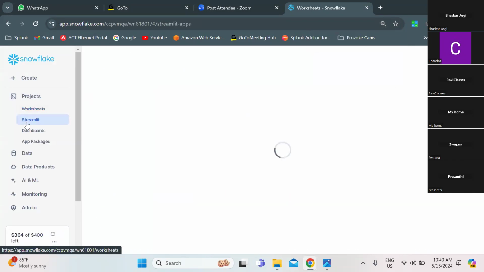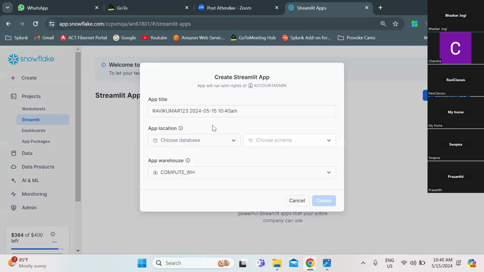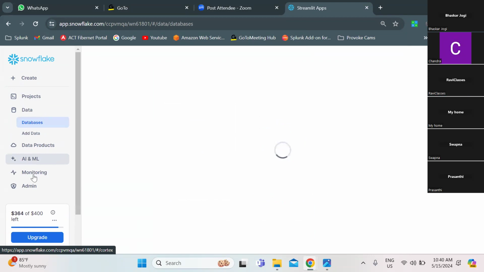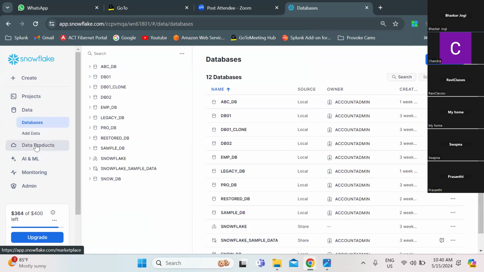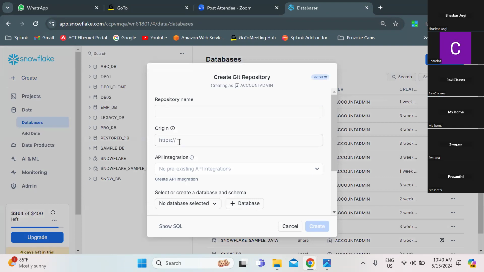Streamlit is the new feature actually. See here, you can create a Streamlit app. And coming to that, where is the Git repository? When you click on that plus symbol, new worksheet: SQL worksheet, Python worksheet, Streamlit app, Git repository. It was recently updated. If you want, I can configure it. Actually, your storages, code repositories and queries will be maintained on the Git repository.